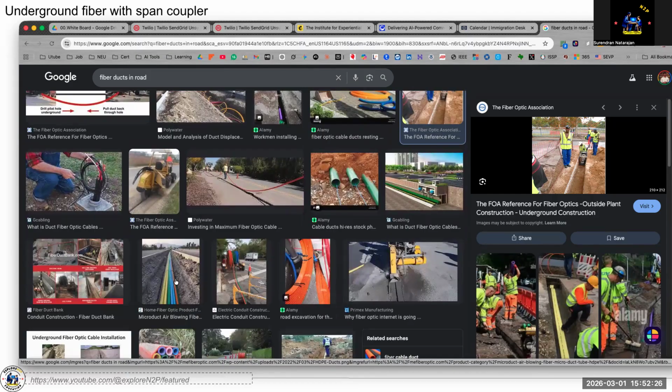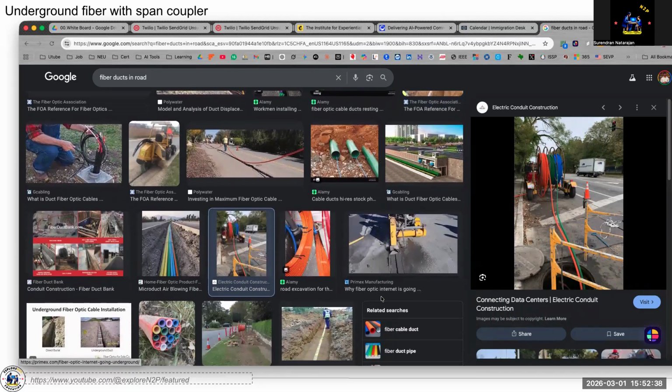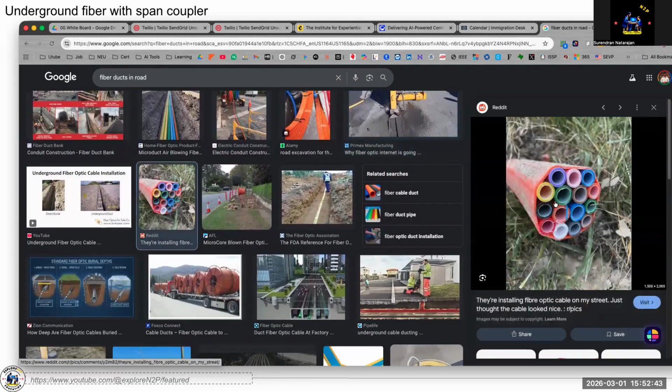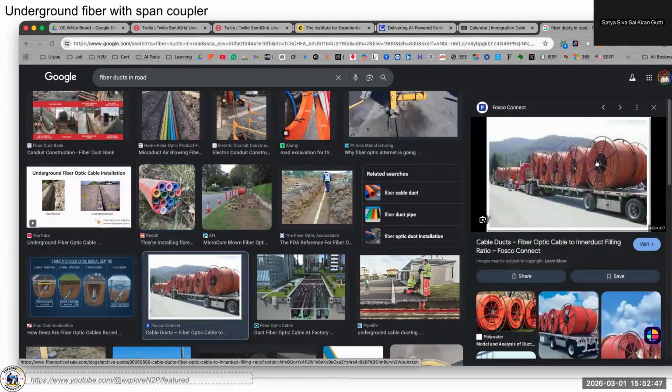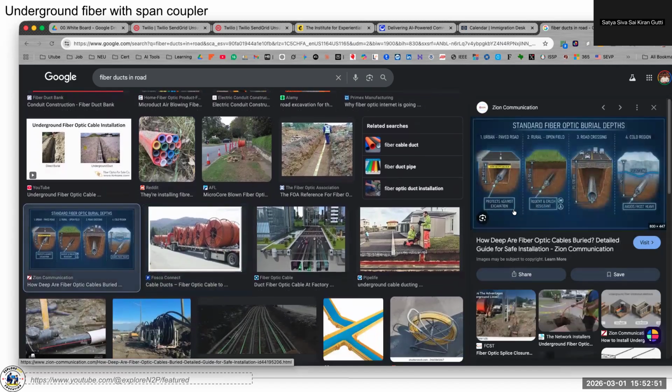So it will look like this. They see the drum, they run the duct like this, and blow the fiber. This is road cutting. In the duct, an inner duct, it will be transported like this. This is the best idea.